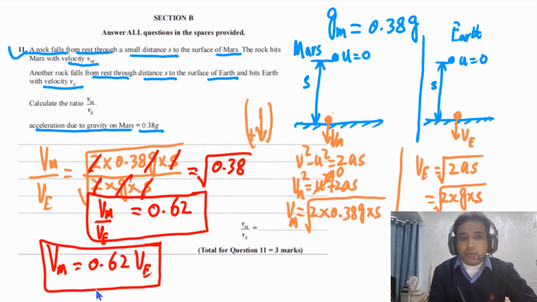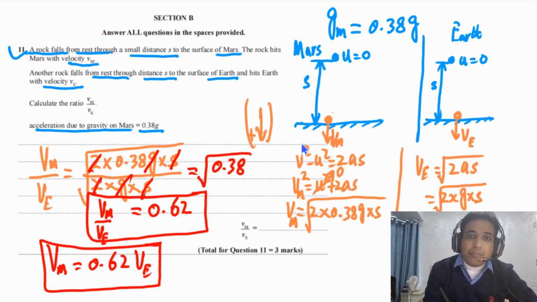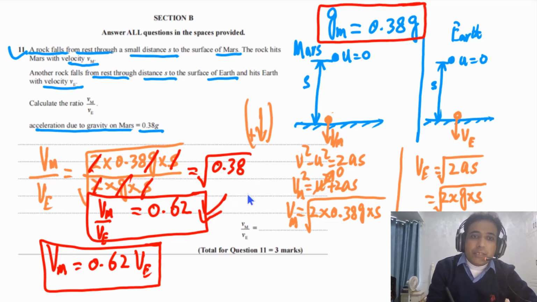So vm is equal to 0.62 times ve. So the speed on the surface of the Earth is faster because the value of acceleration is greater, and this value is lower because acceleration on the surface of Mars is smaller. So this is our final answer.